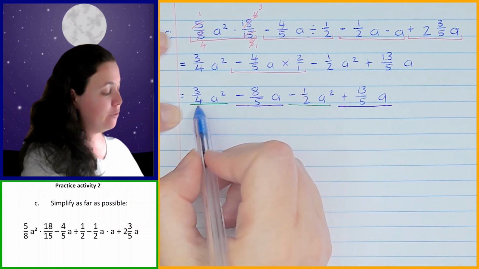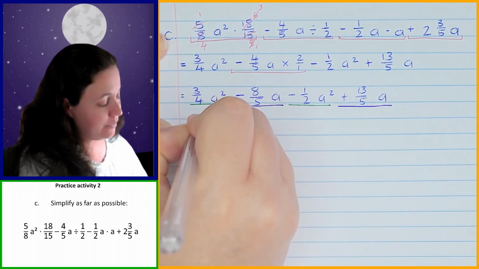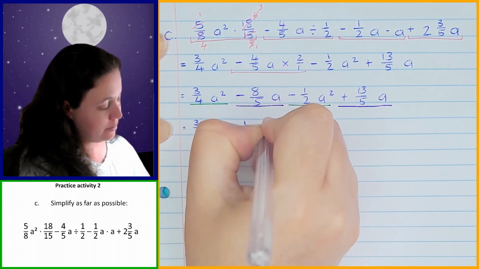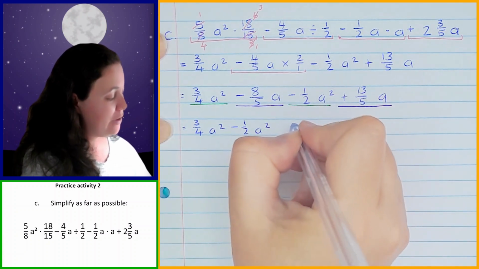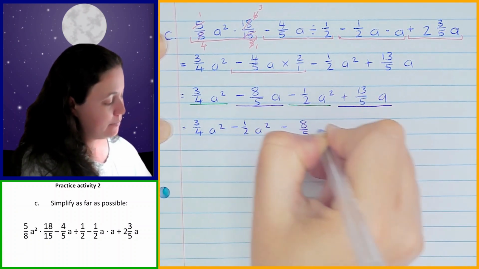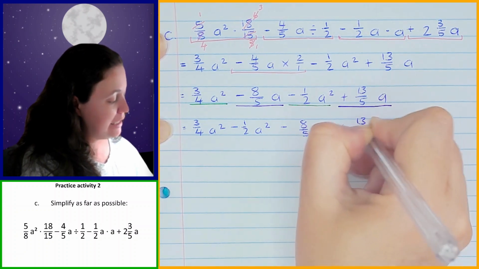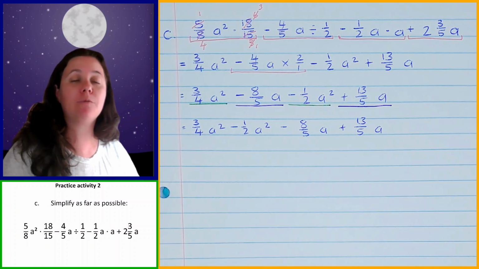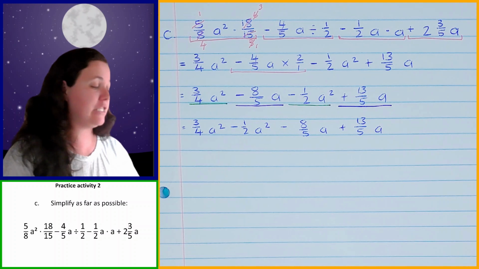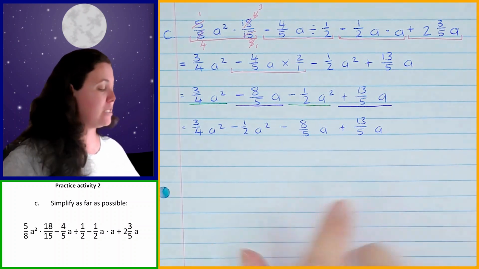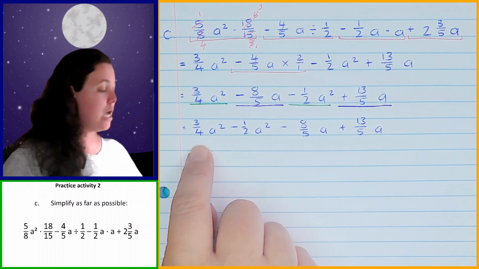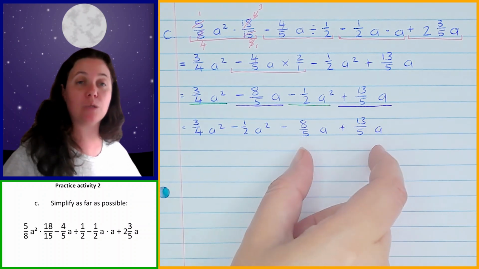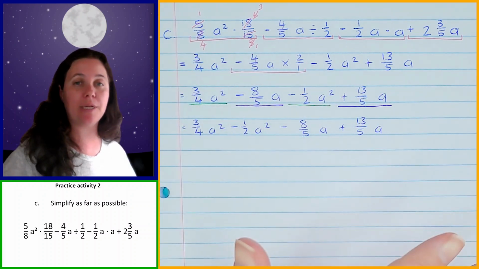Okay, so over here, I've got 3 over 4a squared, minus a half a squared, and then I've got negative 8 over 5a, and plus 13 over 5a. Okay, so now when I'm finding the LCD, I'm going to find the LCD for the things that I'm adding together. I'm not going to find an LCD for everything because I'm not going to be adding those with those. I'm going to be working with these together. So I need to find an LCD for them, and I need to find an LCD for these as well, but they're separate from each other because I can't add the a squareds and the a anyway.